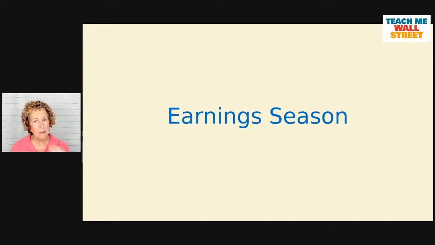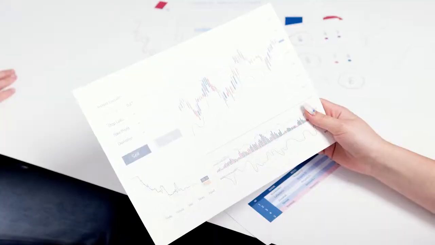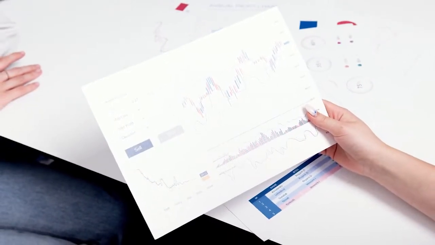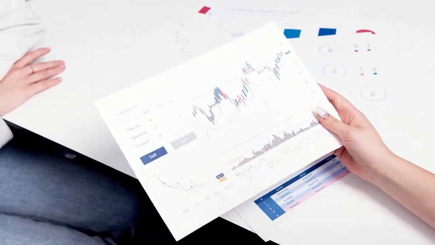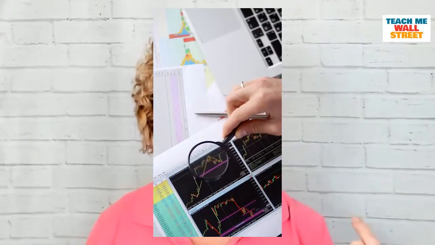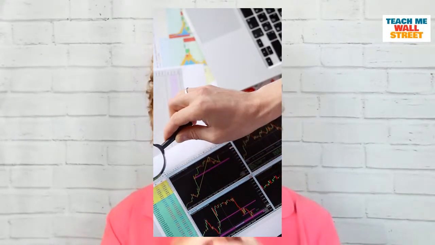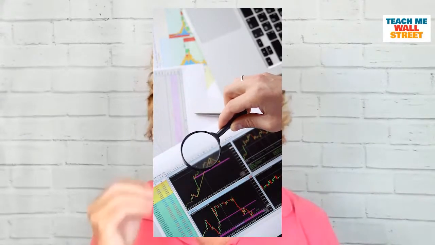When a company is a publicly traded company, meaning it's listed on the New York Stock Exchange or the NASDAQ, 4 times a year, they have to announce their earnings. So when they announce their earnings, it is their unaudited, very big word, not yet audited financial data.